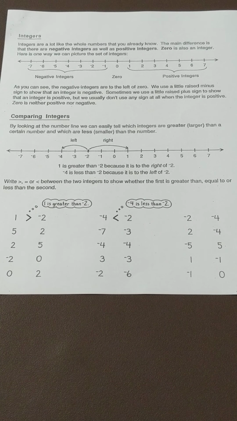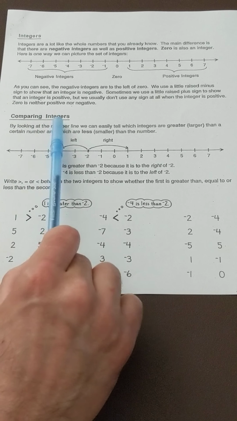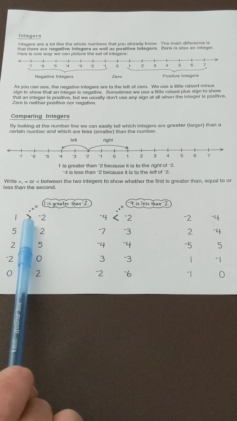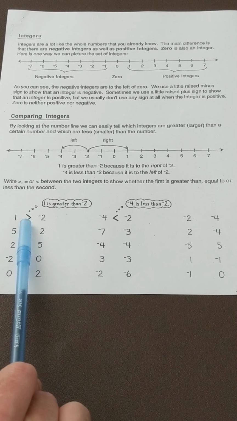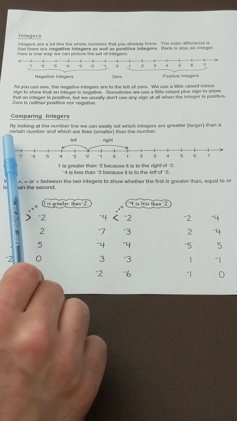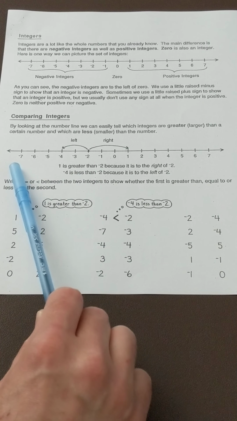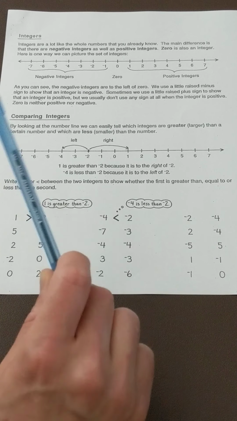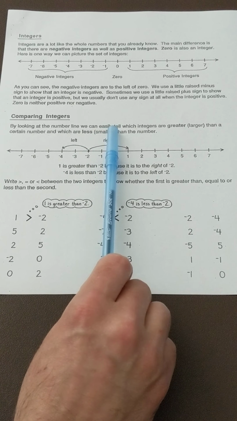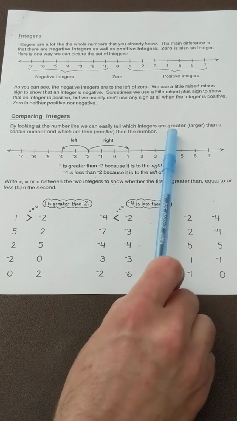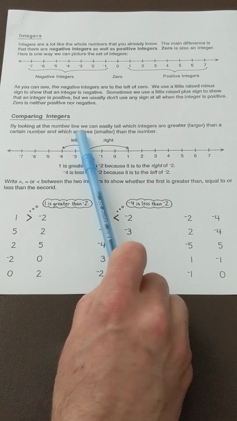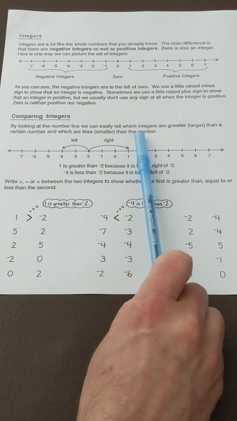Alright, so the activity we're really going to be doing is comparing integers. And it's really nothing that new. It's going to be doing the old alligator mouth, greater than, less than situation. So it's really helpful to look at it with the number line when we're looking at negative numbers, and you'll see why soon. By looking at the number line, we can easily tell which integers are greater, larger than a certain number, which are less or smaller than a number.